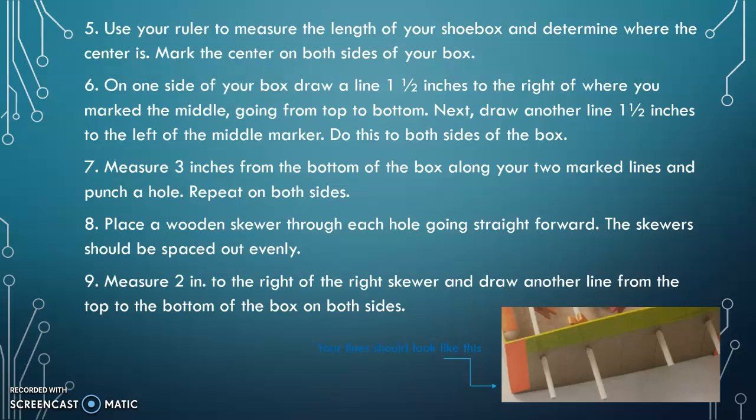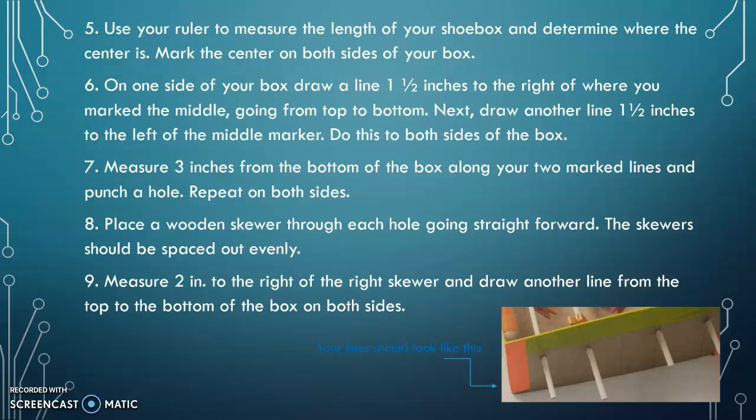Step 5. Use your ruler to measure the length of your shoebox and determine where the center is. Mark the center on both sides of your box. So now you're on the long side, like this picture below. On one side of your box, draw a line 1.5 inches to the right of where you marked the middle, going from top to bottom. Next, draw another line 1.5 inches to the left of the middle marker. Do this on both sides of the box.